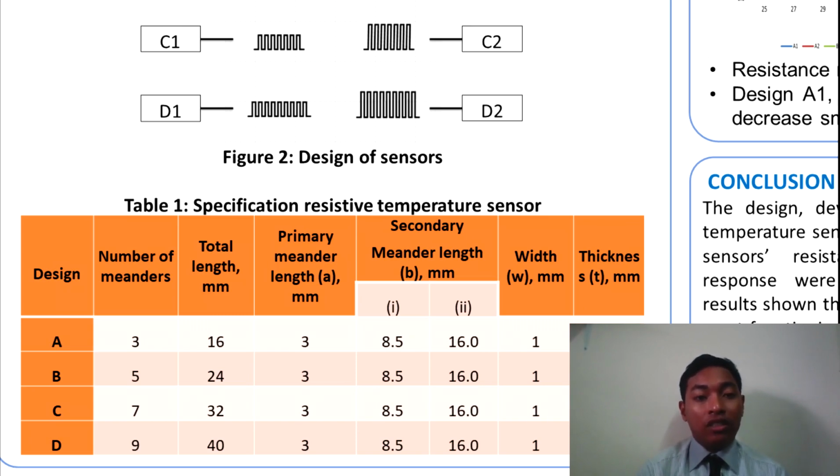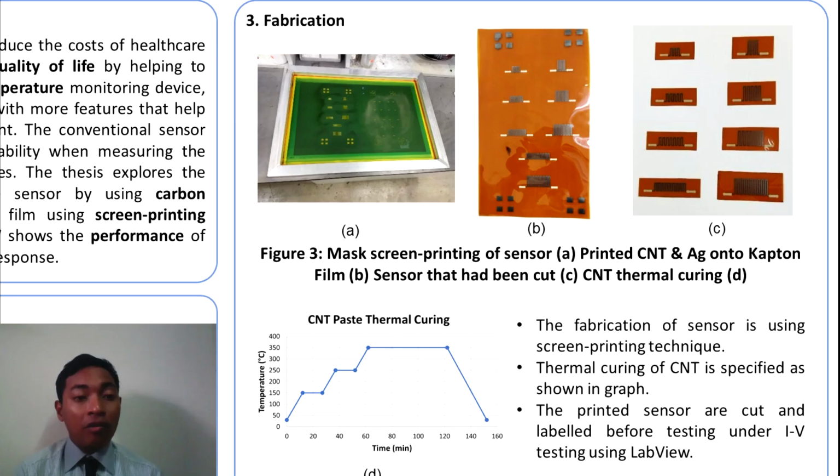Based on the specification table, the primary render length A, width and thickness is constant with value of 3 mm, 1 mm, and 1 mm respectively. For fabrication part, the sensor will be constructed utilizing the screen printing method to ensure that the substrate is stable throughout the printing process. The Kapton HN film is taped onto the board.